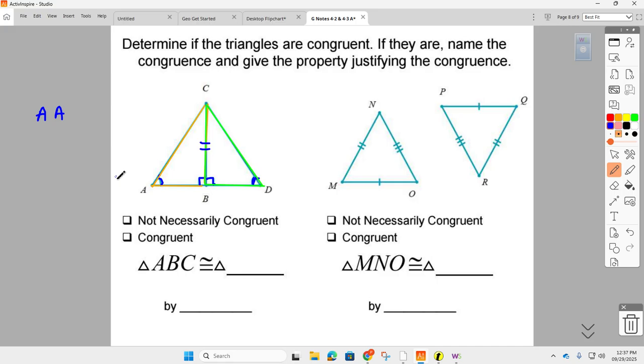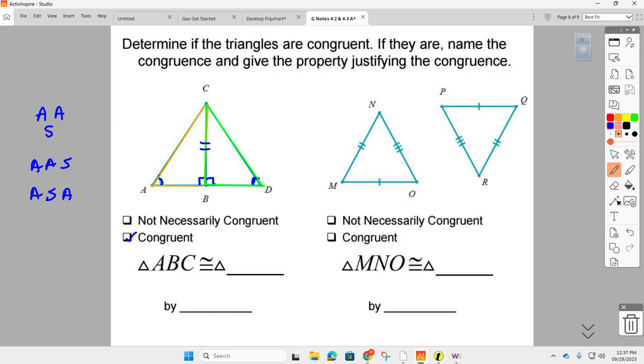We learned two angles on one side. We know the triangles are congruent. But now the question is, is it angle, angle, side, or angle, side, angle? What do you think? Angle, angle, side, or angle, side, angle? So does the side connect the two angles? What do you think, actually?